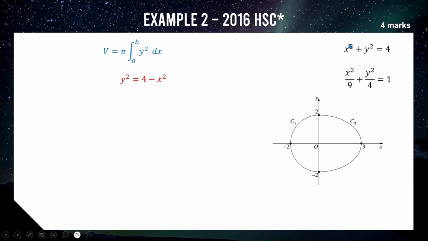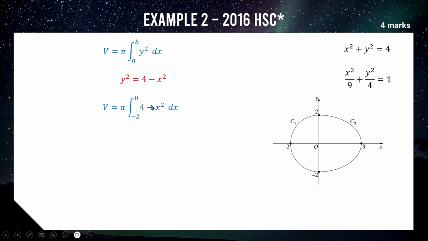So subtracting the x squared across the right-hand side, we get y squared equals 4 minus x squared. And so now this is what we are going to integrate, because we want to integrate y squared. a and b are the two x values we're going between. So we're starting at minus 2 and finishing at 0. So we're going to be integrating from negative 2 to 0 of 4 minus x squared with a pi out the front.